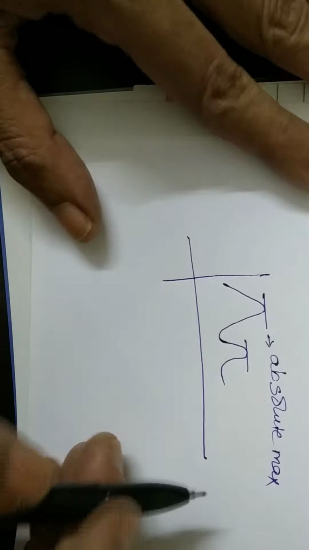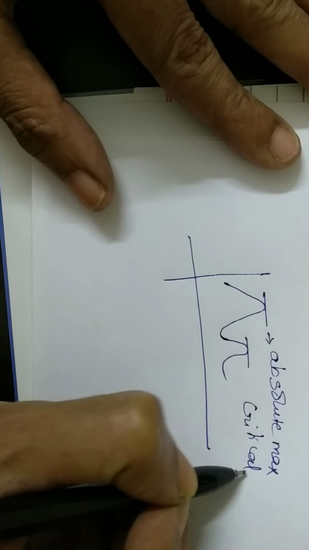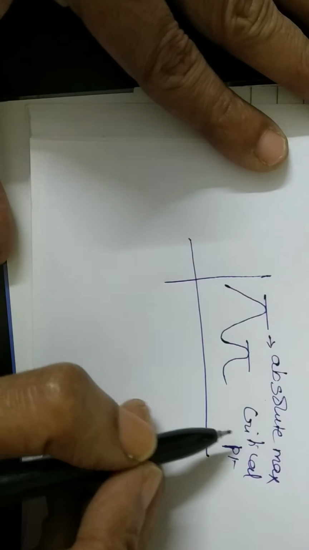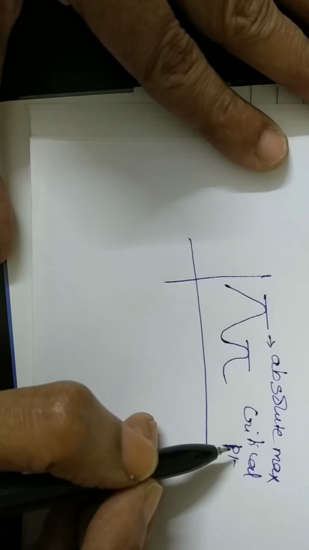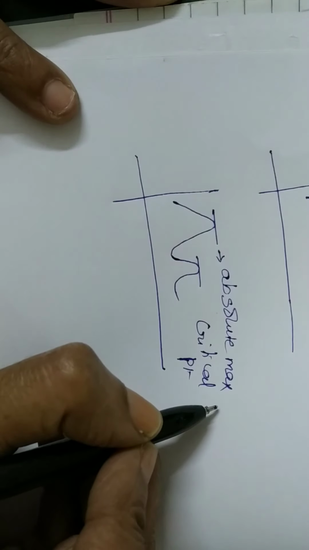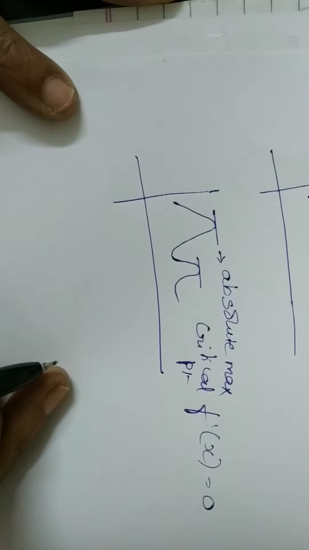Now what is the meaning of critical point? The critical point for a function is that value at which the derivative of the function is 0. If the function is f(x), the critical point is that point where f dash x is equal to 0.